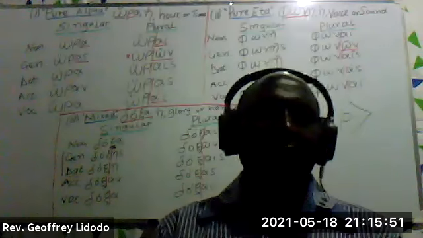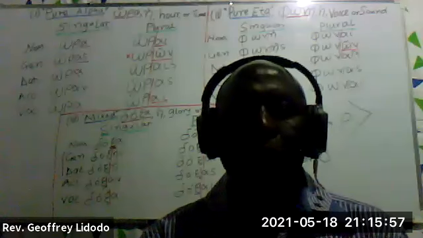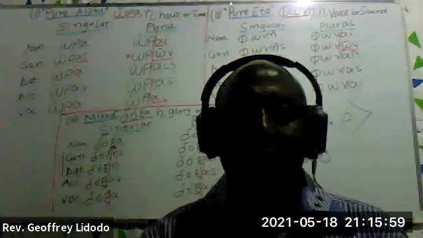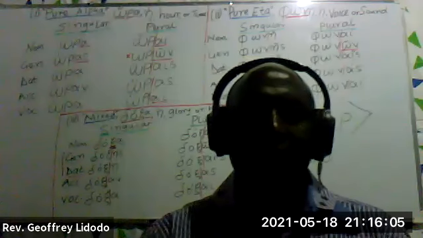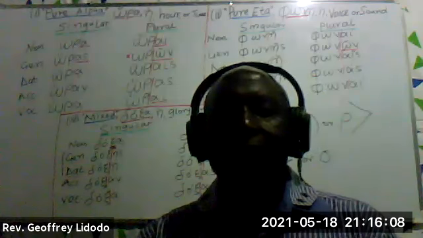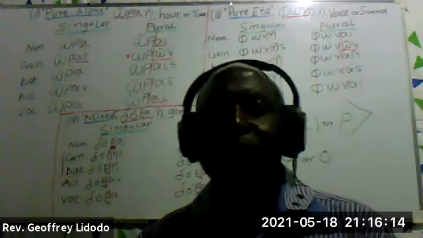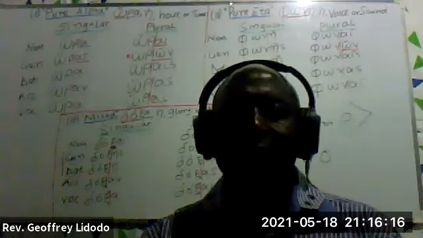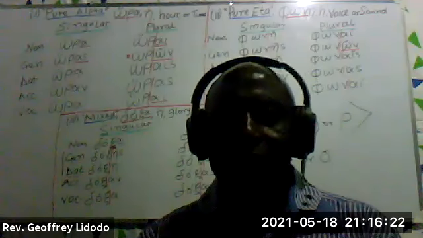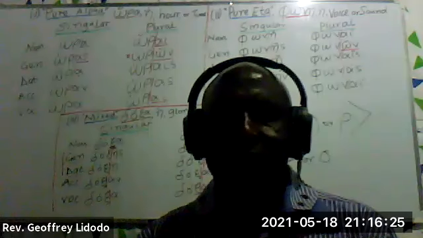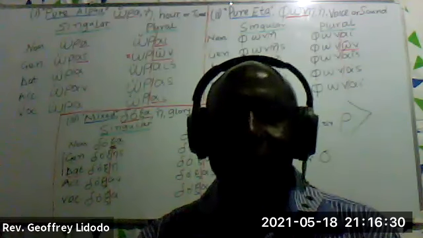especially on the side of the verbs, we saw that the accents were recessive. Recessive, which means they move freely on the ultima, penult, and antepenult. They are flexible. That is, they can move on the three syllables. That is the ultima, the penult, and the antepenult.